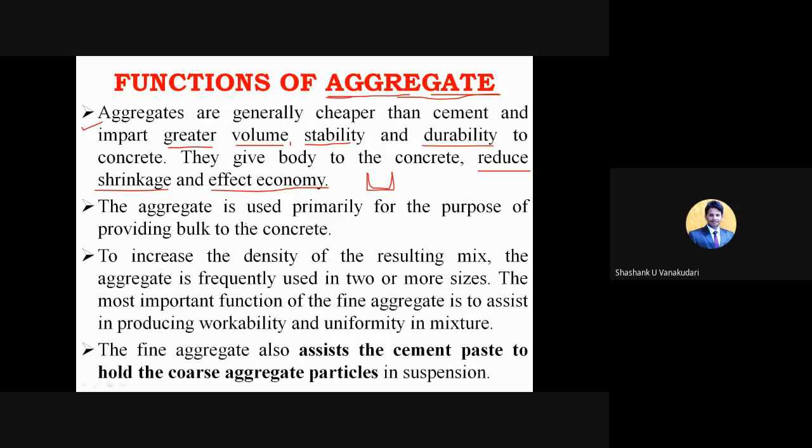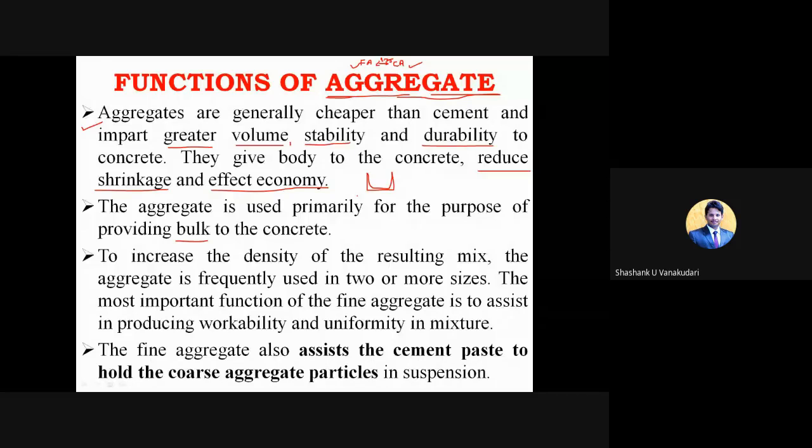The aggregate is used primarily for the purpose of providing bulk to the concrete. Bulk in the sense of the major volume of the concrete, which is gained by using these aggregates. You know the different types of aggregate, that is fine aggregate as well as coarse aggregate. Clear? Fine aggregate and coarse aggregate are differentiated with respect to size, right? Aggregate of size less than 4.75 mm we consider as fine aggregate, and aggregates of size more than 4.75 mm are considered coarse aggregate.